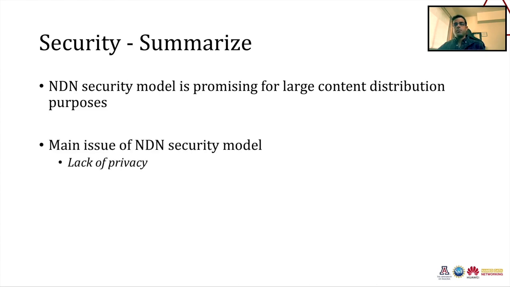However, probably the main issue of the NDN security model is a lack of privacy, meaning potentially any machine in the network can see what has been requested. This limitation can be partially addressed by hop-by-hop encryption. However, to the best of our knowledge, this issue is an open problem under active research in the ICN and NDN community.